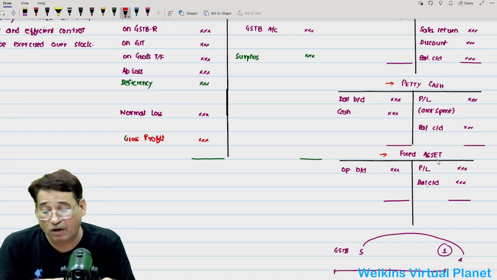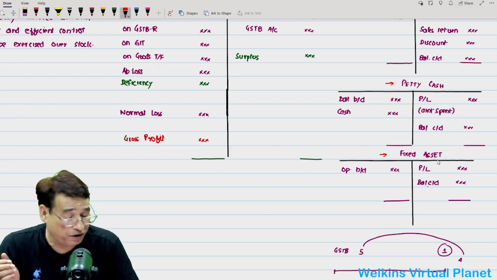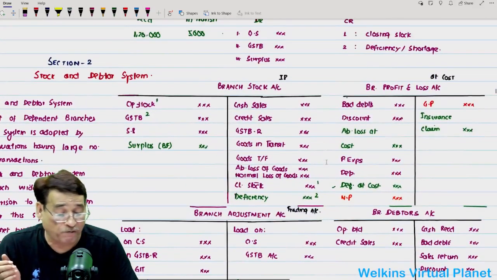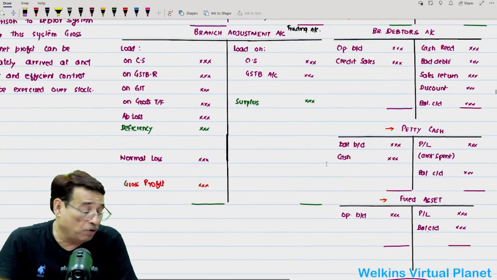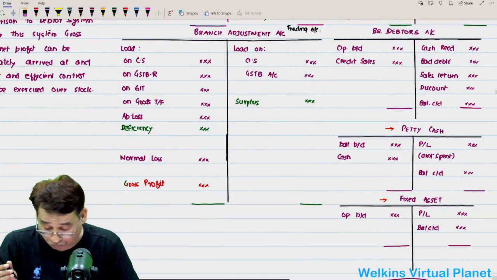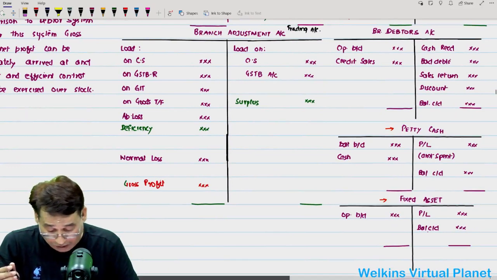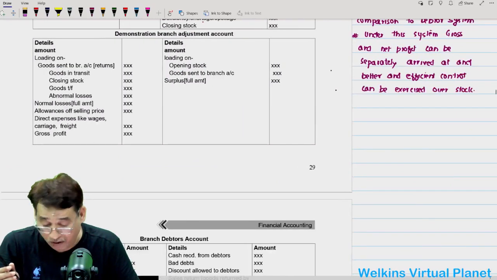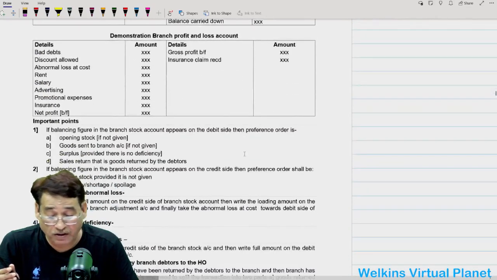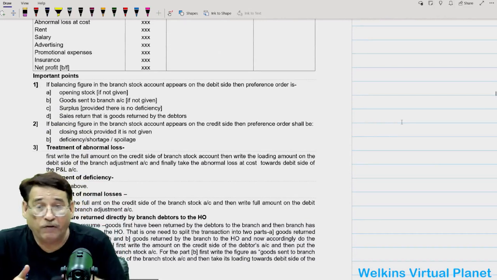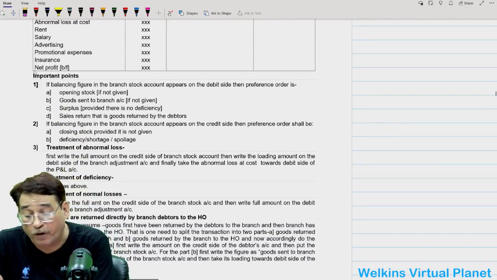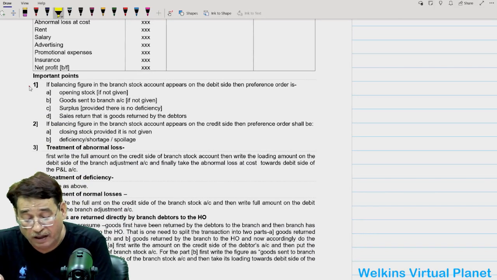Perfect. So this is how we are going to prepare and do the accounting under stock and debtors system. In the next session, when we meet, I am going to have more chats with you. But before that, let me also show you that. Now I come back to this. I have already prepared everything for you. Whatever I said, I have written over here, important points you must have noticed. Correct?